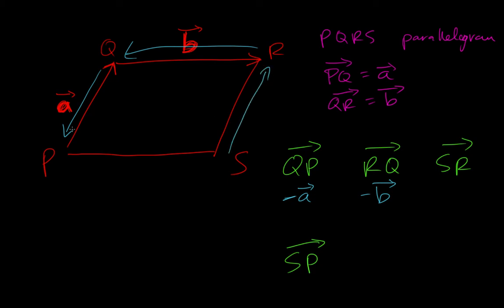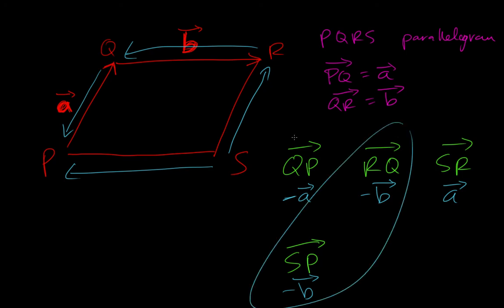SR is actually the same vector as A, because if two vectors are parallel, we don't care where they are in space. They are the same vector. And so this one is just A. And then SP is going the opposite direction of B, so it's actually negative B. So RQ and SP represent the same vector. And notice how they have the same answer.